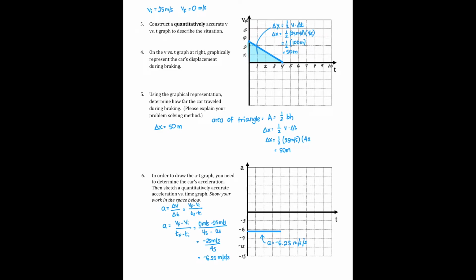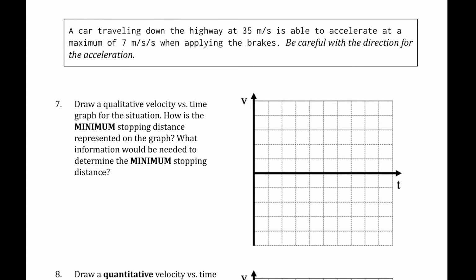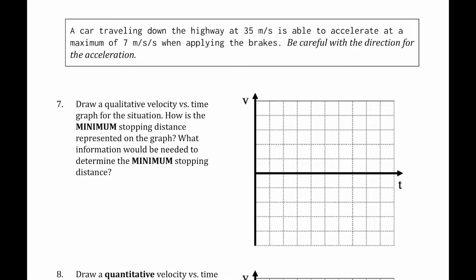All right, and that is the second page of our worksheet. And now we're going to go to the third page. So we have a car traveling down the highway at 35 meters per second, and it's able to accelerate at a maximum of negative, right, because we're slowing down, negative 7 meters per second per second when applying the brakes. So we're going to draw a qualitative velocity versus time graph. And so that means, again, it's going to have a high velocity, then goes down to 0 after some time.